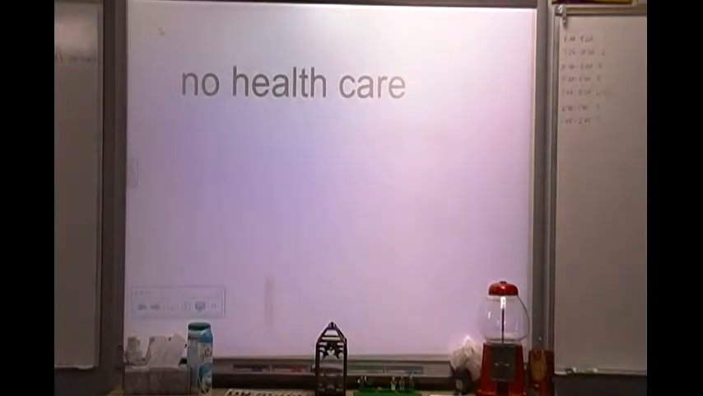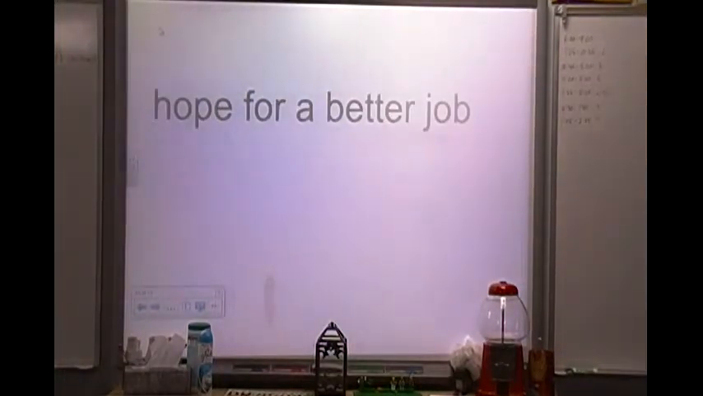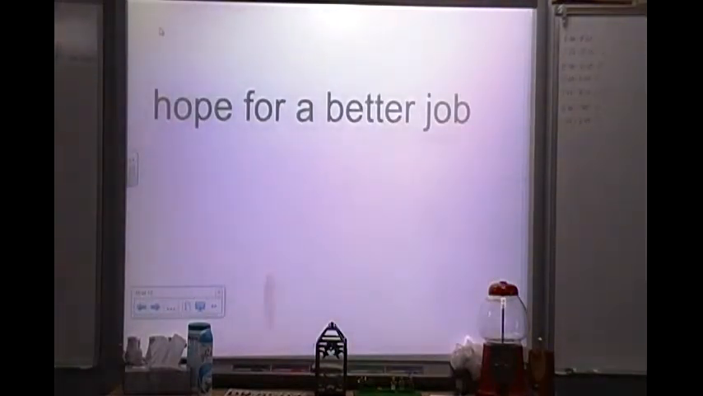Next, push or pull. Hope for a better job, especially since maybe you don't have a job. Hope for a better job. It would be pull. That's a pull. Write it in the pull section.